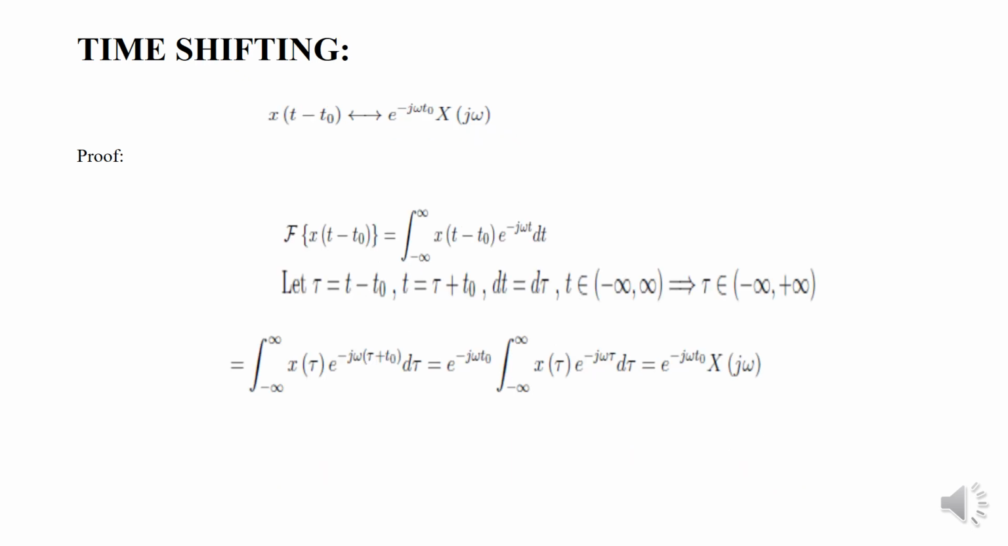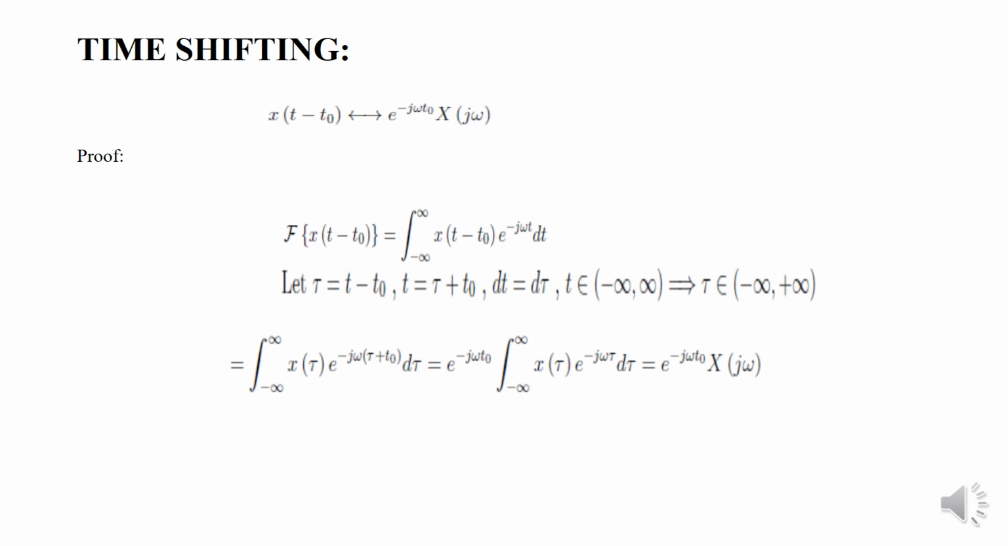Time shifting property. Next one is, we want to prove that the Fourier transform of x of t minus t naught equals e power minus j omega t naught into X of j omega. Therefore the Fourier transform of this quantity equals the integral from minus infinity to infinity of x of t minus t naught into e power minus j omega t into dt.